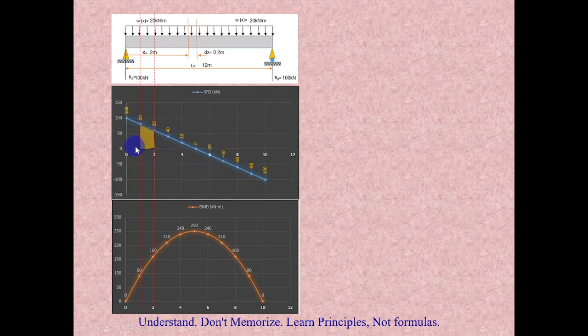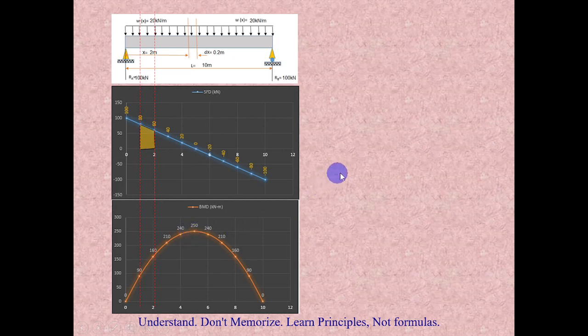If you take the shear force in the first 1 meter, it will be very high, and if you take it somewhere here, it will be very low. That is why the difference in moment is too high here. The difference here, if you see, 240 and 250, is only 10, so it's very low.